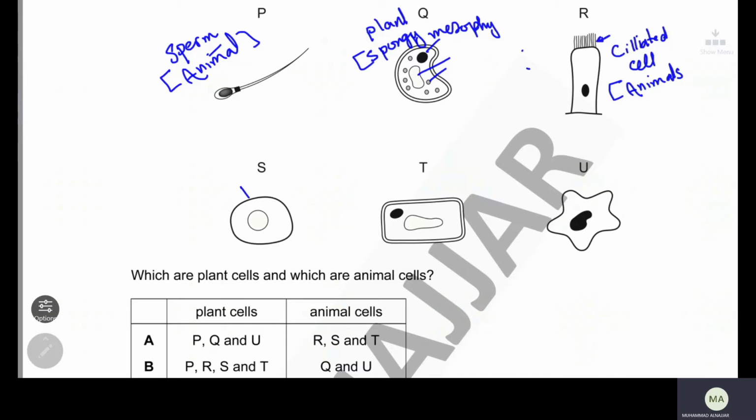Is there a cell wall? No, there is no. Is there a chloroplast? No, there is no. Is there a vacuole? No, there is no. So it is an animal cell. It is an animal cell.